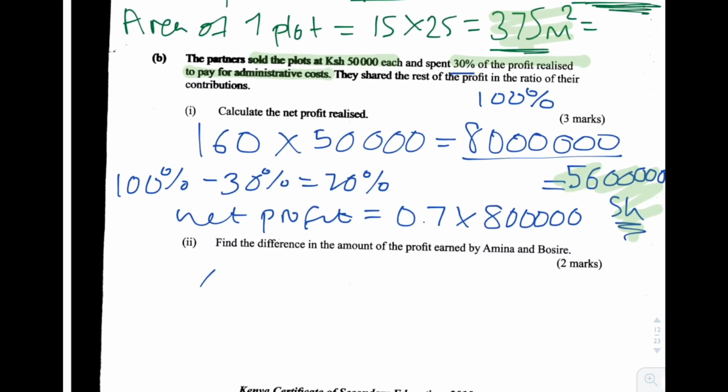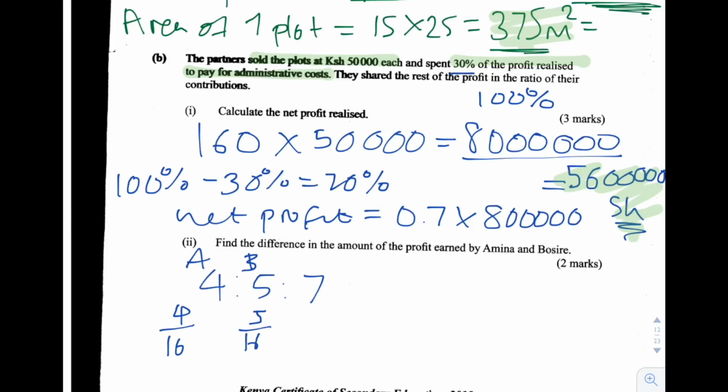So that was 4, 5, 7, and Amina was the 4, and Bosire was the 5. And we know that these ratios can also be expressed as fractions. So for Amina, that would be 4 over 4 plus 5 plus 7, which is the same as 9 plus 7, which is 16. So that's the same as 4 sixteenths, and for Bosire, that's the same as 5 sixteenths.